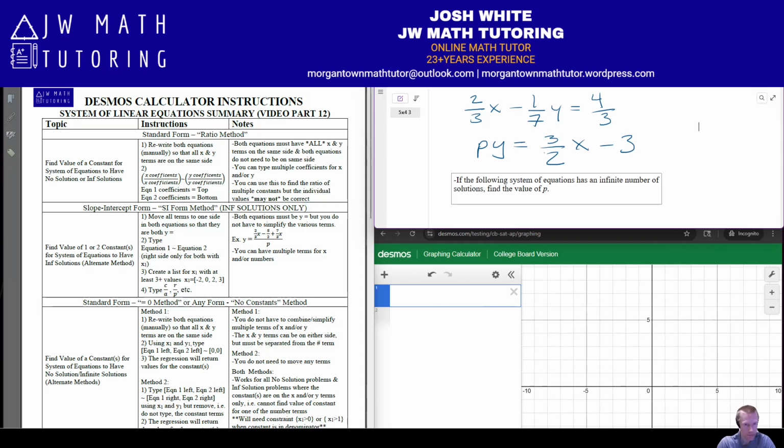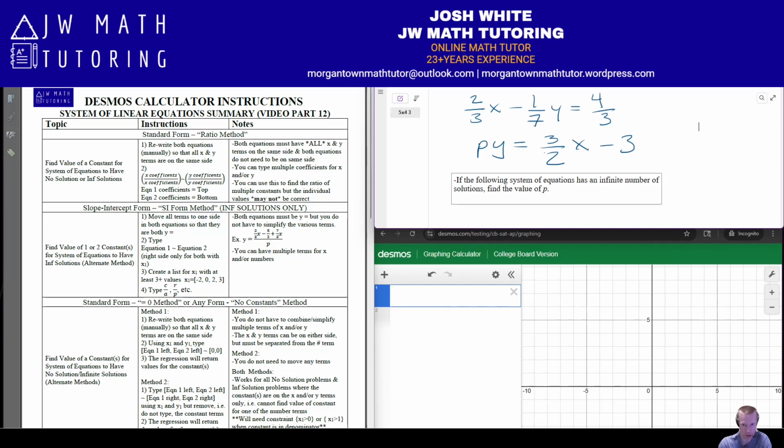Okay. So anyways, the ratio method. Basically, what you do is you get both equations into, again, quote, standard form, and then you do a ratio of the coefficients. And the way that I like to do it is put the x coefficient from the top over the x coefficient from the bottom, and then the y coefficient from the top over the y coefficient from the bottom.